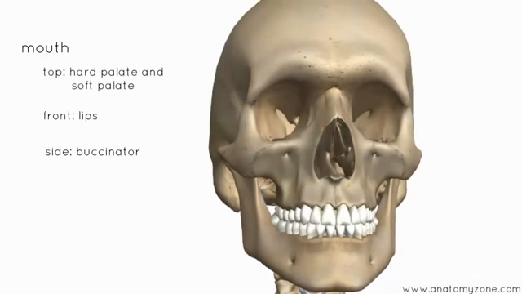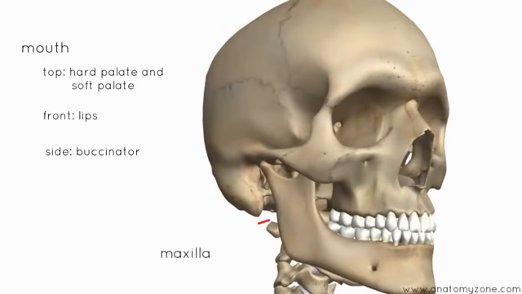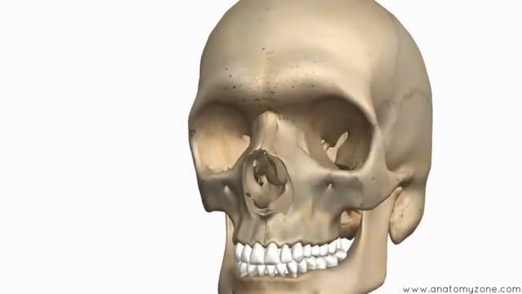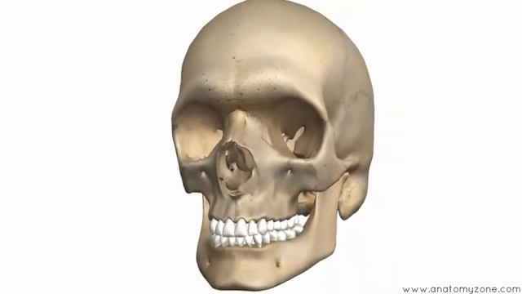You can see on this model the upper teeth sit in the maxilla, this bone of the skull, and the lower teeth sit in the mandible. The function of the mouth is to provide an opening for the food to enter the body, and it's used for mechanically digesting the food by chewing. If you take a look at my tutorial on muscles of mastication, you can see how the muscles bring about chewing movements. And it also begins chemical digestion.